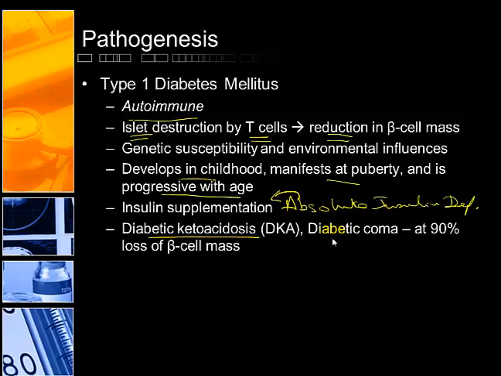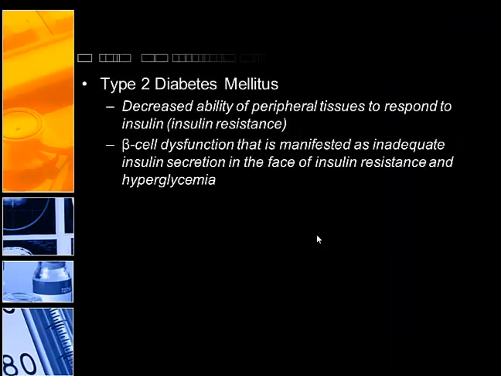If you do not treat it, it will be fatal in patients of type 1 diabetes mellitus. In type 2 diabetes mellitus, there is decreased ability of the peripheral tissue to respond to insulin, so there is insulin resistance, number 1. Plus, there is also beta cell dysfunction that is manifested as inadequate insulin secretion in the phase of insulin resistance and hyperglycemia.